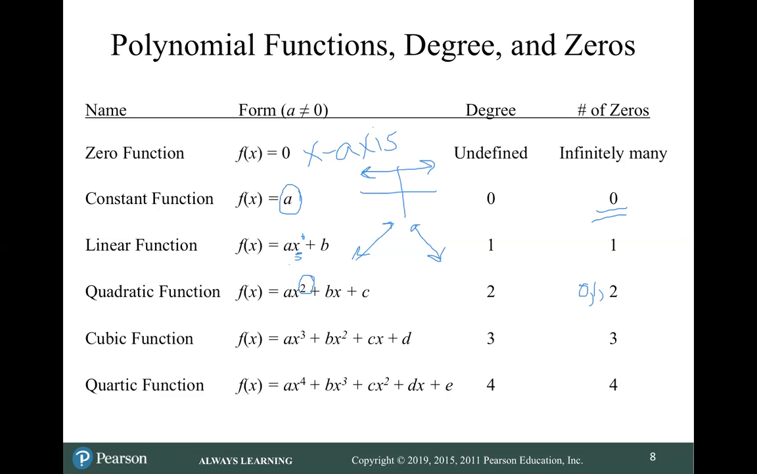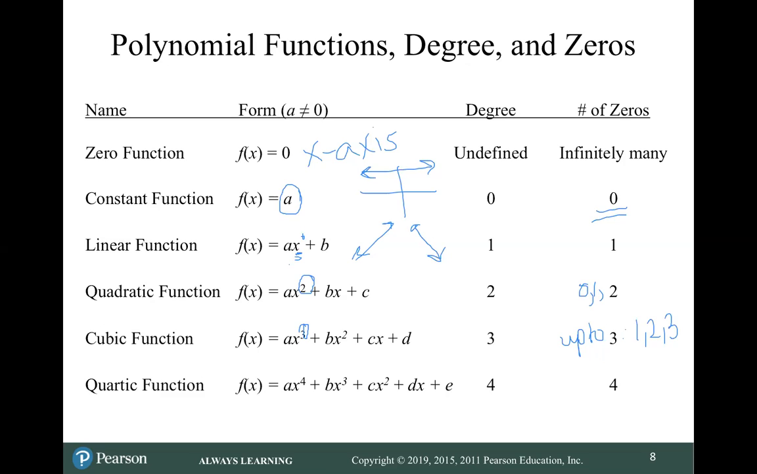Our next function is the cubic function. Again, we have a degree of 3. And that means that our function can have up to 3 zeros. It can cross the x-axis 1 time, 2 times, or 3 times. This time, it cannot cross the x-axis 0 times.